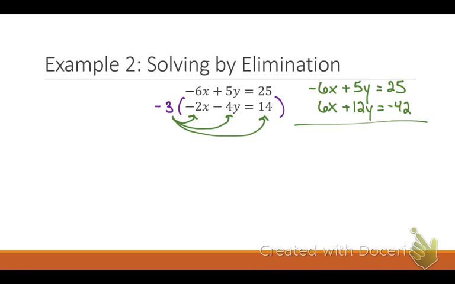All right, now I'm ready to add the equations together. Okay, so opposites cancel. What is 5y plus 12y? 17y. You might be thinking, there's no way this is going to end up being a whole number. Okay, you could be right. What is 25 minus 42? Negative 17. So that is nice, because now when I divide both sides by 17, y equals negative 1.